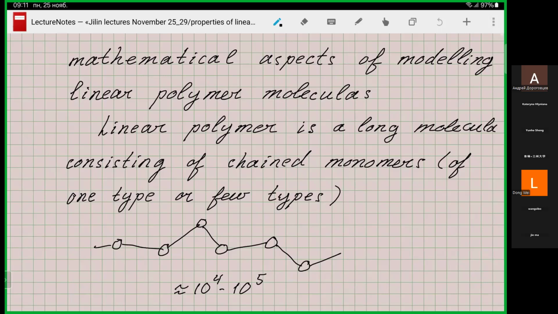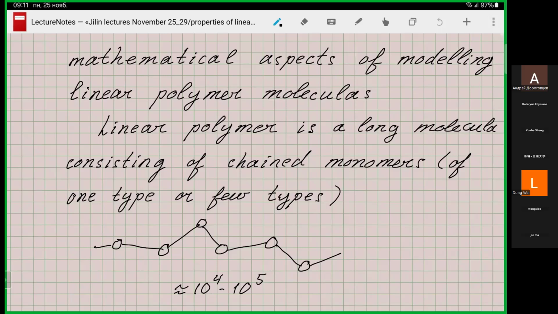Such polymers arise in biology naturally, as for example DNA and proteins, and from the other side, for maybe already 70 years they arise artificially, because people want to produce linear polymer solutions. Why?